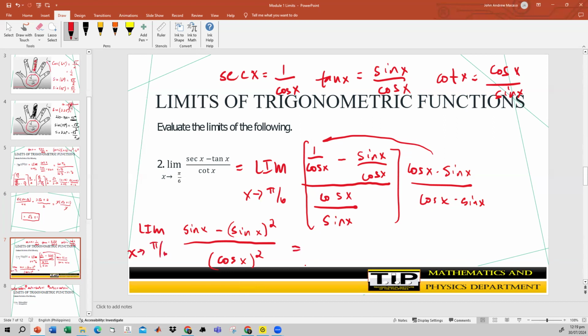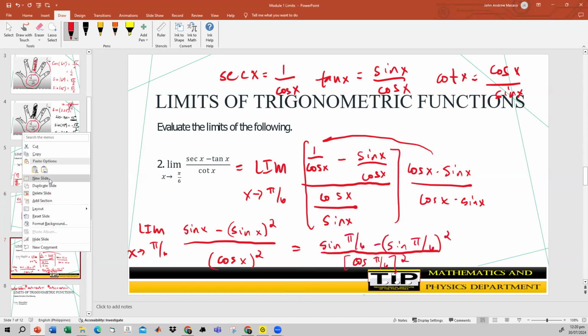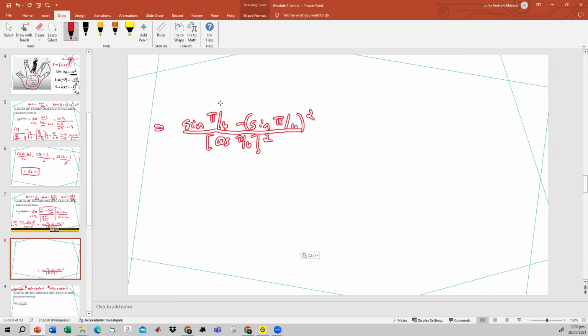Okay, so what you need to do now is you can now substitute it directly. So this will become sine of pi over 6 minus sine of pi over 6 squared over cosine of pi over 6 then squared as well. So before we can square the sine and the cosine, of course we just need to evaluate it first.